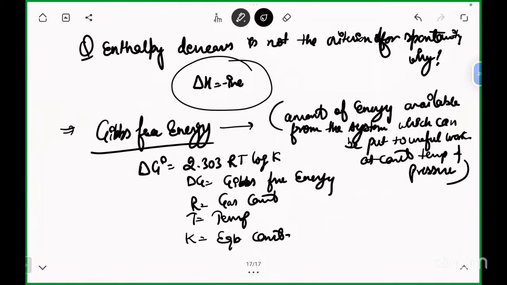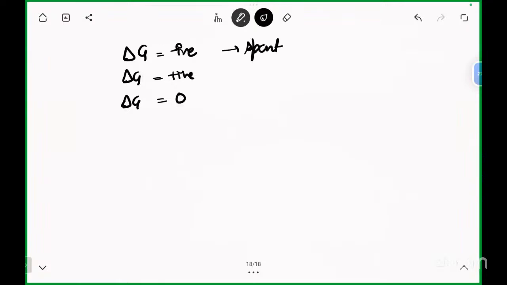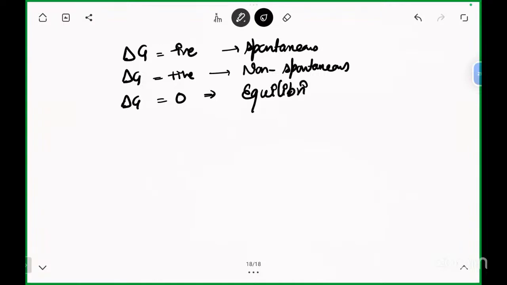Okay. So in Gibbs free energy, there is a change, delta G. I'm writing three cases. First case, when delta G is negative. Second case, when delta G is positive. Third case, when delta G is 0. If asked in the exam what happens when delta G is negative, you can say the reaction will be spontaneous. If positive, the reaction will be non-spontaneous. If delta G is 0, the reaction will be at equilibrium. So these are important conditions you have to remember.